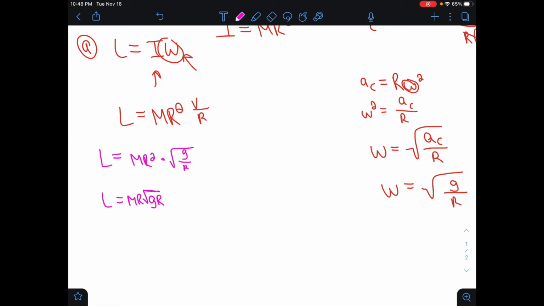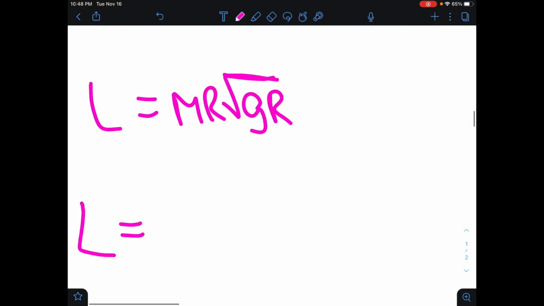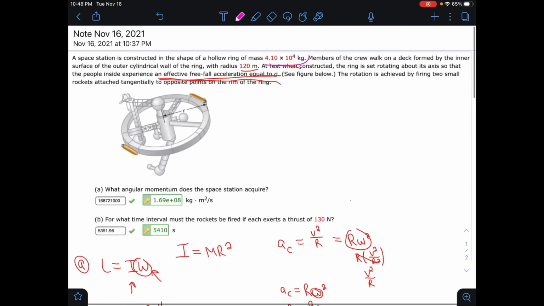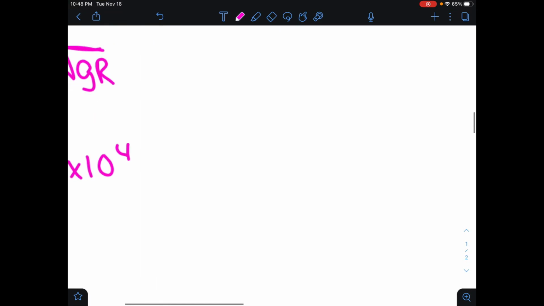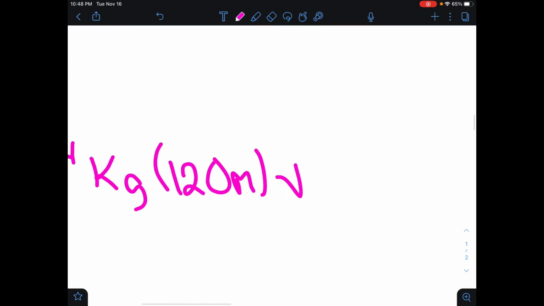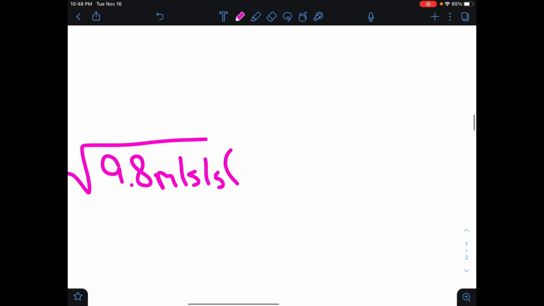And from here, we just plug in our values. So we got 4.1 times 10 to the 4th kilograms, which is the mass of our hollow ring, times the radius of this hollow ring, which is 120 meters, and then times root of the g value, which has always been 9.8 meters per second squared, multiplied by, again, the radius of the cylinder.